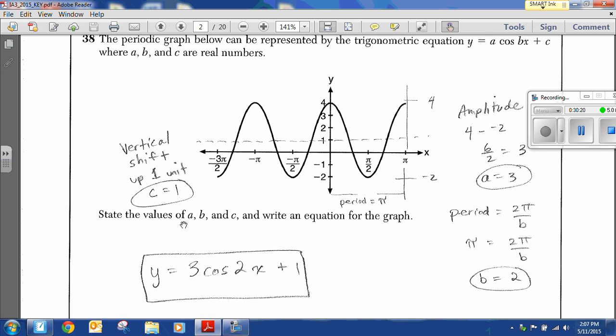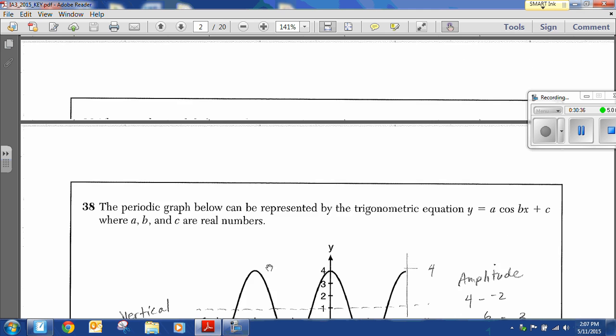So there we have it. A is 3, B is 2, C is 1. Let me plug them all back in to write the equation, because there are many parts of this. You have to state what A, B, and C are, like I did here, and then you have to write an equation like I did here.